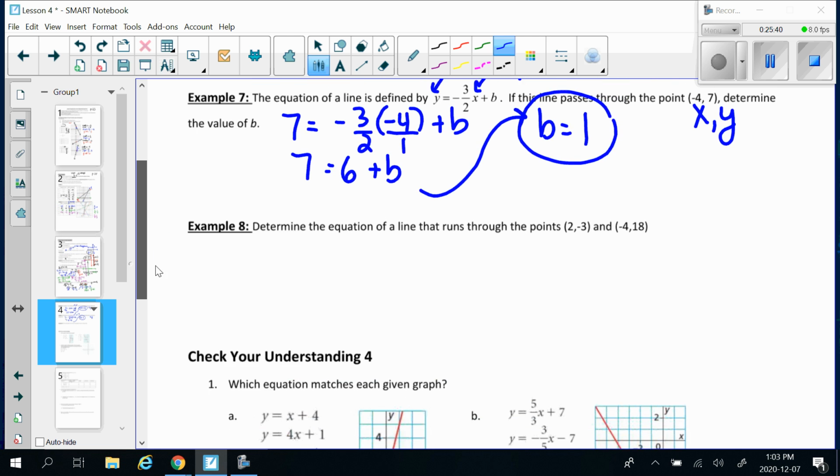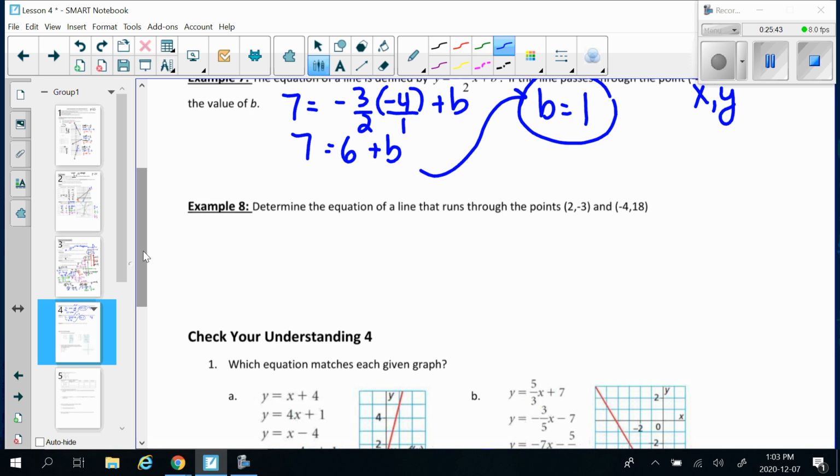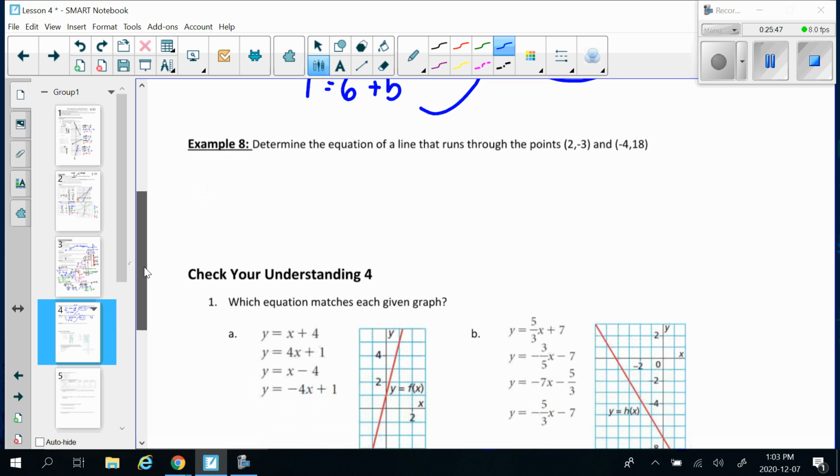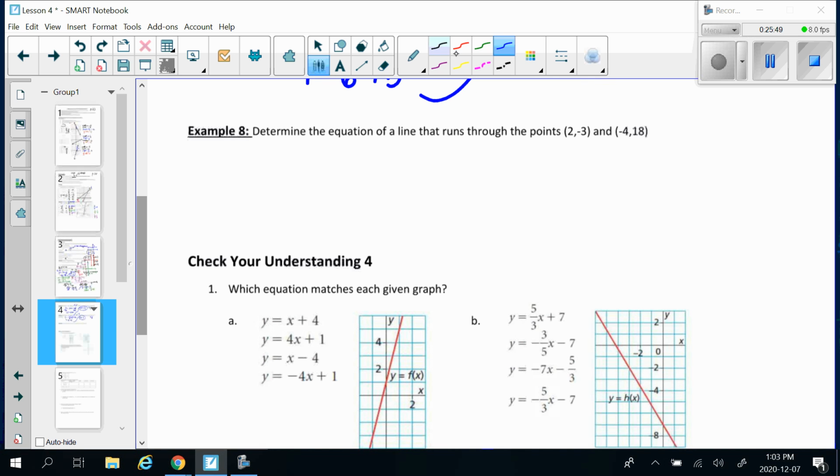Example number 8. Determine the equation of a line that runs through these 2 points. This one's really, really hard because usually to determine the equation of a line, we need to know what m is and we need to know what b is. And we don't have either of those things. All we have are these 2 points.